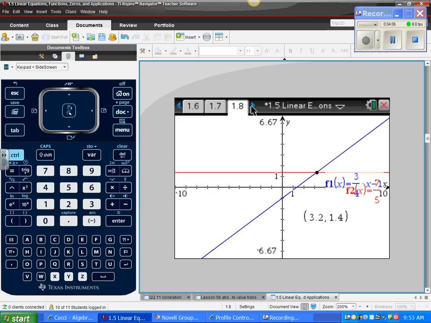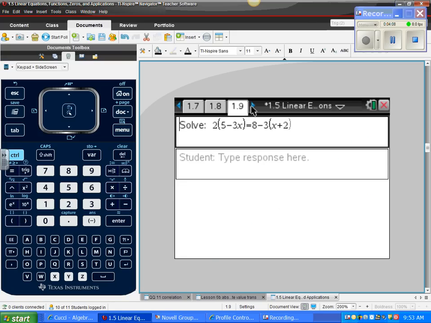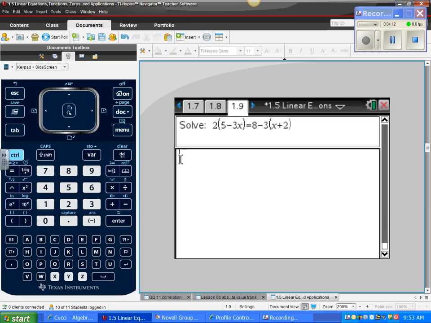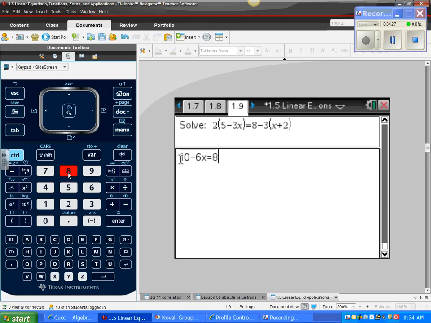All right, so let's go ahead and solve this one. Now, this one's a little bit longer. There's more steps that are involved, but it's not difficult. We always start by distributing, so we're going to do that first. 10 minus 6x equals 8, and now we're distributing through the negative 3, minus 3x minus 6.